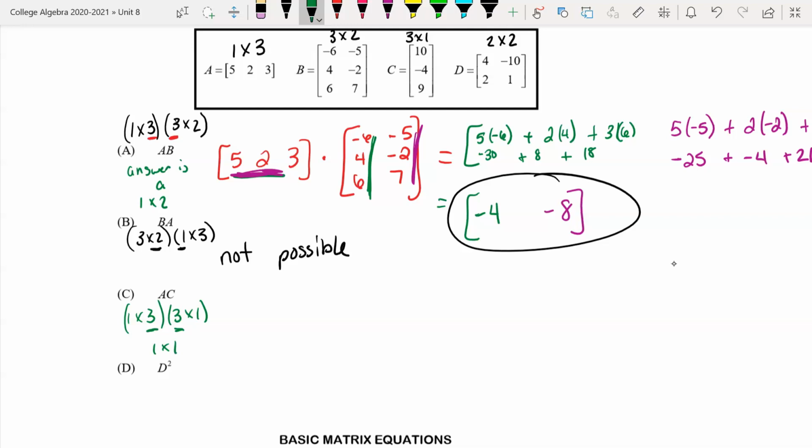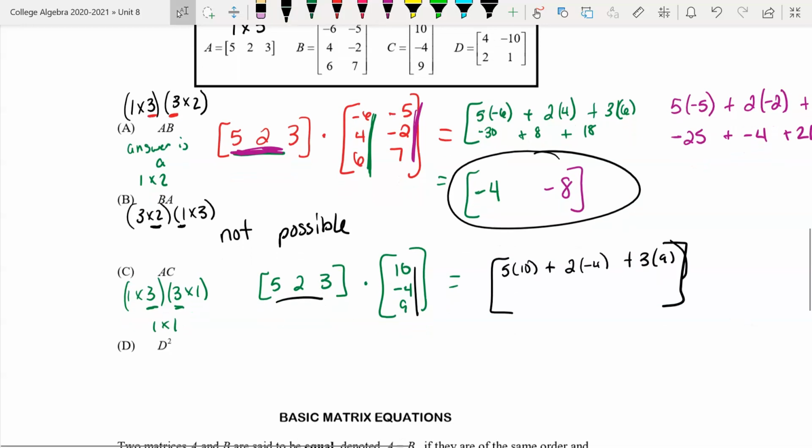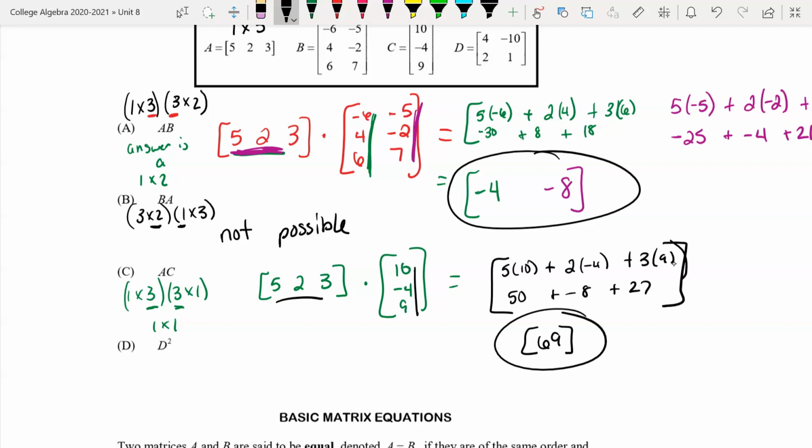So when you do this, you're going to get 5, 2, and 3 times 10, negative 4, and 9. So kind of like what we did last time, we take the first row times the first column. I'm going to do 5 times 10 plus 2 times negative 4 plus 3 times 9. So that's 50 plus negative 8 plus 27. Your resulting answer is 69. And it's a 1 by 1, so it should just be one number.